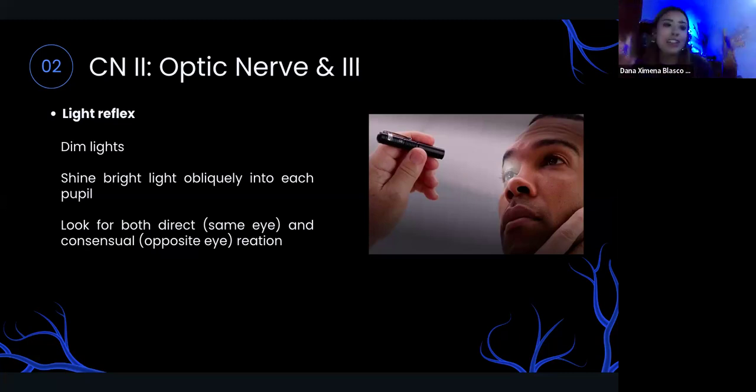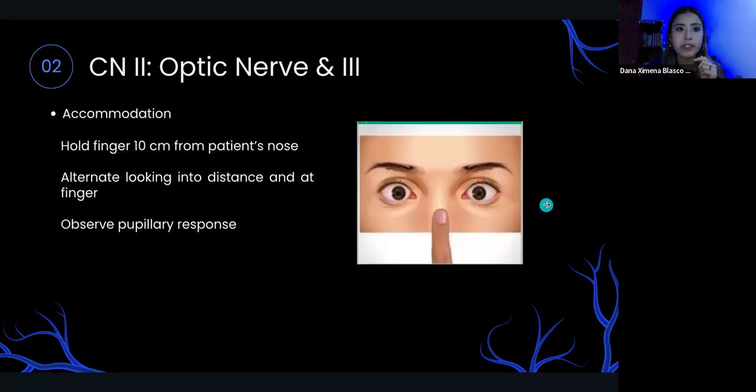Okay, and that's on a normal basis, right? But if the patient has something called anisocoria, the pupils are going to be asymmetric. All right, so that's the light reflex, how we're going to examine the light reflex.